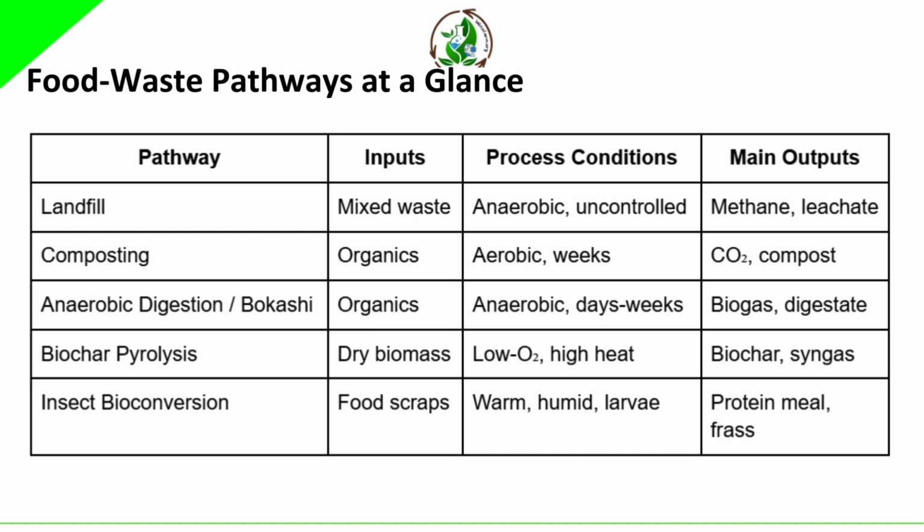Let's pause and summarize what we've learned. Here are the 5 main pathways at a glance: landfill, composting, bokashi and anaerobic digestion, biochar, and insect bioconversion. For each one, think about the inputs it can handle, the process it uses, the outputs it creates, and the climate impact, whether it emits greenhouse gases or avoids them. This chart is a cheat sheet that you can keep in mind as we go through the rest of the module. As you look at it, ask yourself, which pathways seem most practical for your school or community? Which ones seem more futuristic or technical?